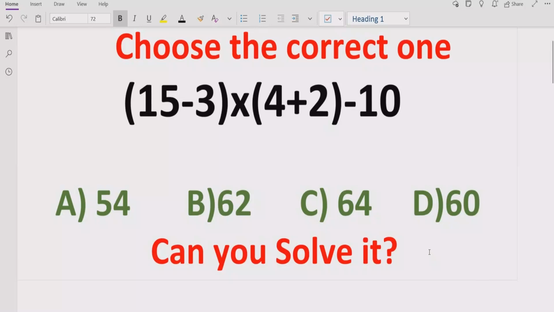Today we will solve another quiz which is related to arithmetic expression. It is a very simple quiz and we have to see which answer is correct after solving it. Here we have four answers: 54, 62, 64 and 60. So we will see after solving it which answer is correct.